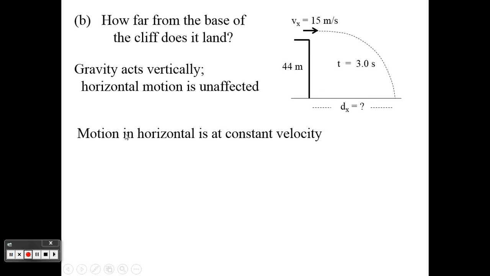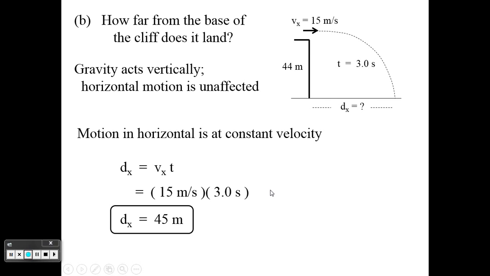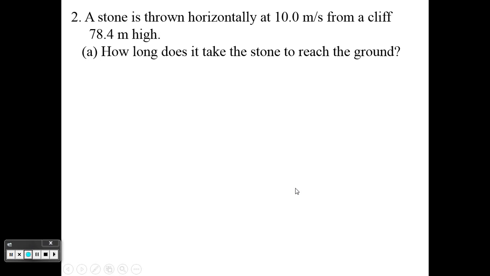But then the motion in the horizontal is at constant velocity, so now we can use d is equal to v times t, where t was the 3 seconds of flight time, and v was the horizontal projected velocity of 15 meters per second, which leads us to an answer of 45 meters. Okay, that's example number 1. Let's check out example number 2.